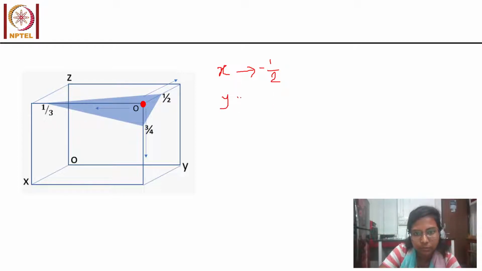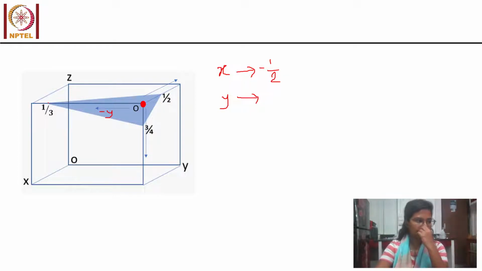Similarly, now the intercept along the y-axis, you might be able to say it yourself. This was my y direction, so this is my minus y direction. Here the intercept was 1/3, so what will the intercept be now? Now the intercept from this origin will be 2/3 with a negative sign.